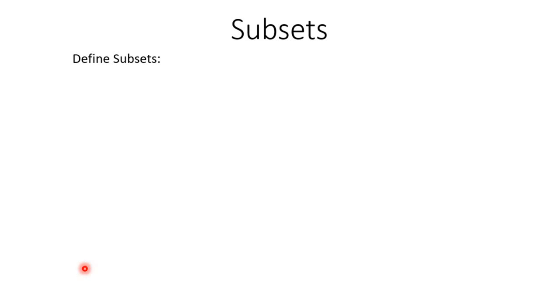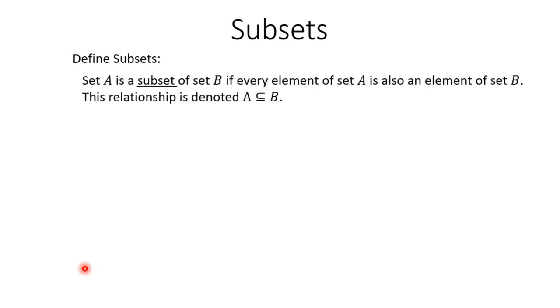Define subsets. Set A is a subset of set B if every element of set A is also an element of set B. The relationship is denoted with this symbol. This reads A is a subset of B.